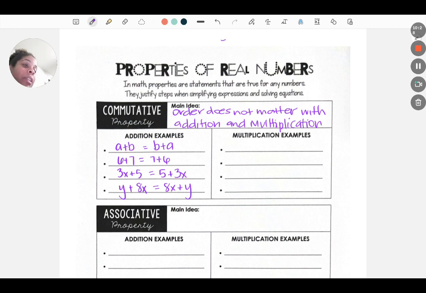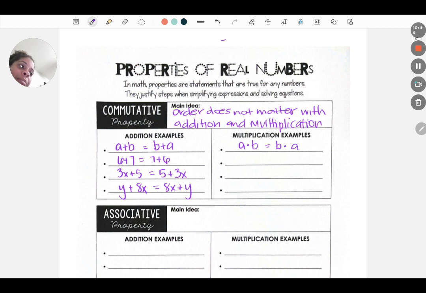All right, let's try that with multiplication. I bet it's the same. Let's do A times B. I'll put a little dot. A times B is the same as B times A.